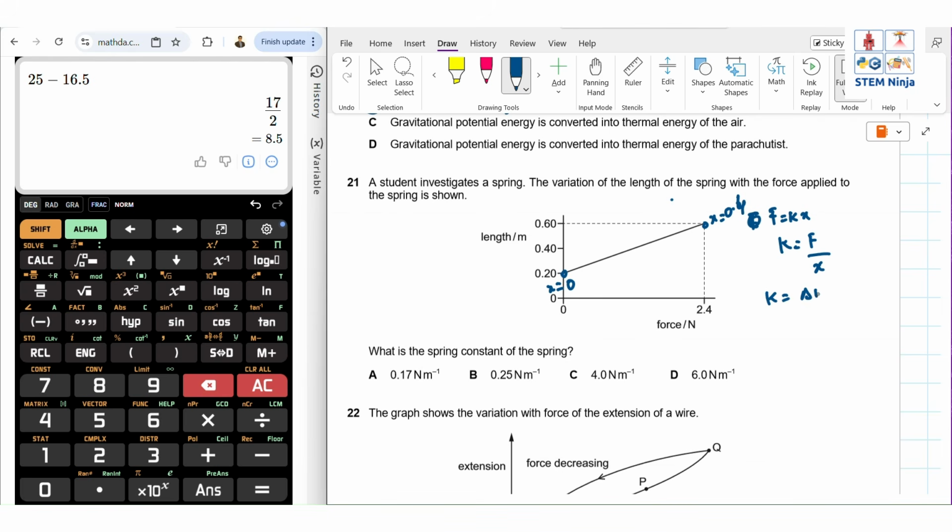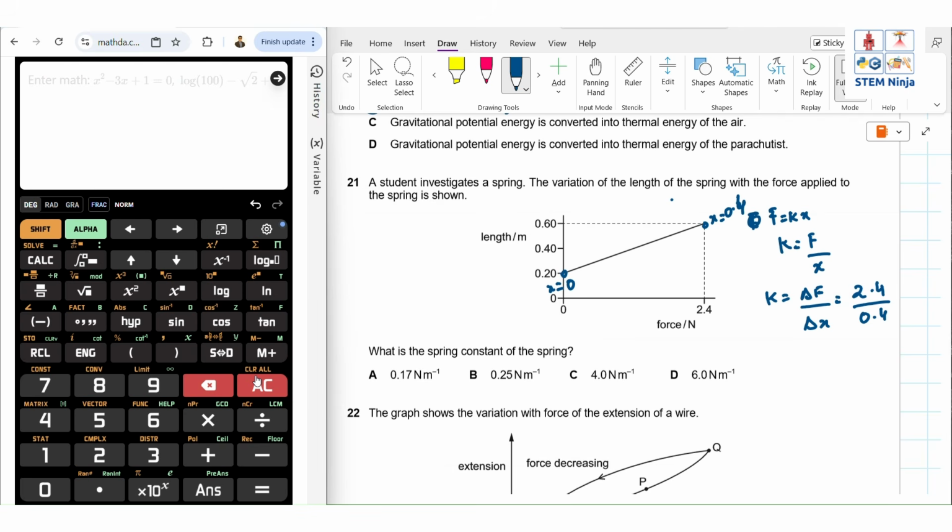So the change in force over change in extension. Change in force is 2.4 and change in extension is 0.4. So I think that would be 6, but 2.4 divided by 0.4, right, so 6.